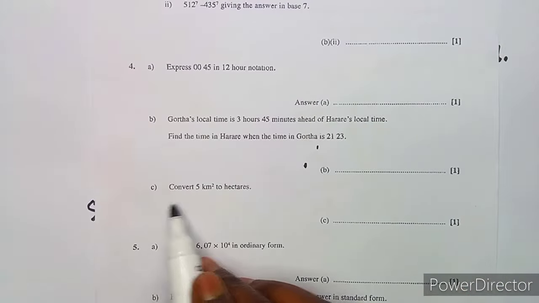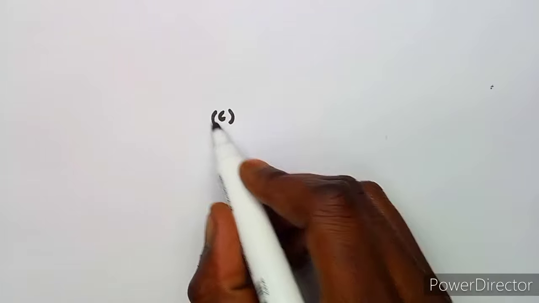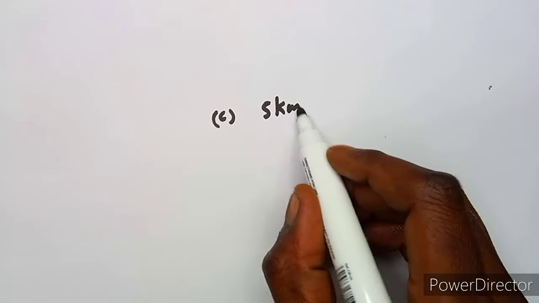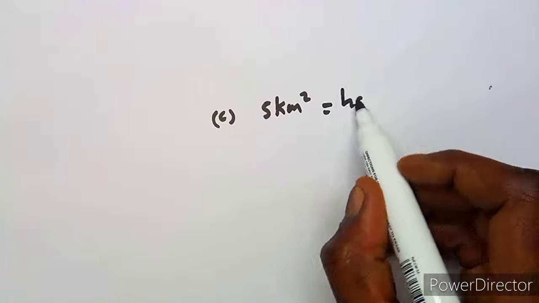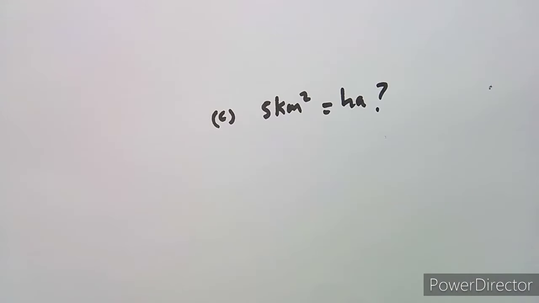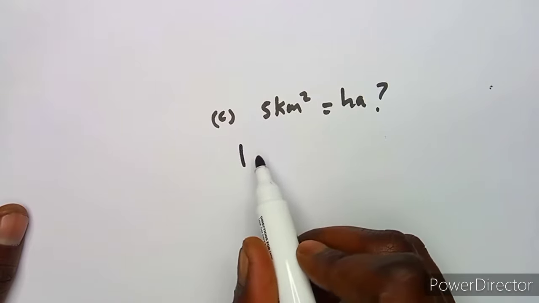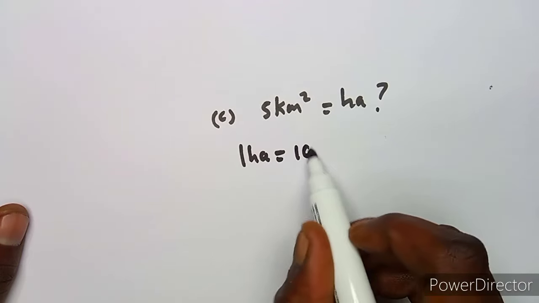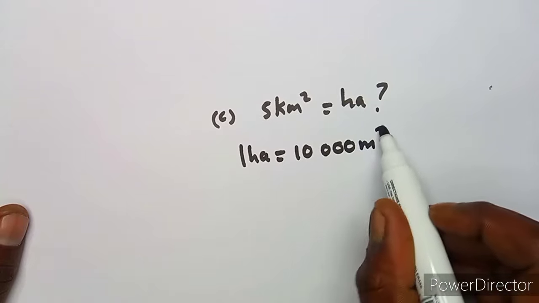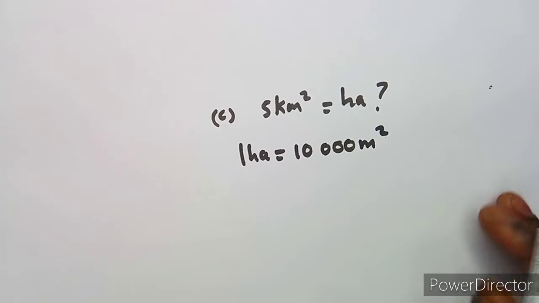Then on item C, we're asked to convert 5 square kilometers to hectares. How can we convert square kilometers to hectares? We must have a relationship of something that we actually know about. We know a relationship between square meters and hectares. That relationship is that in a hectare we have 10,000 square meters.